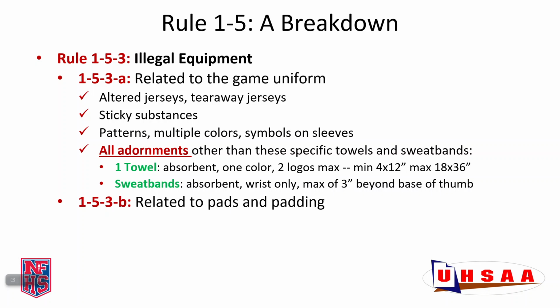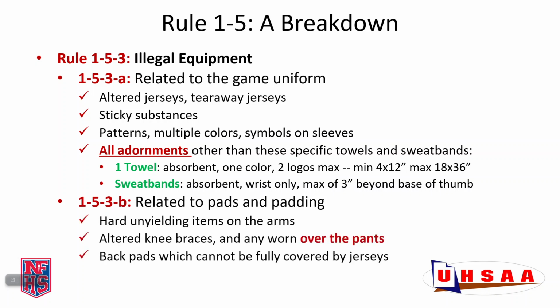Article B relates to pads and padding. And here, any hard or unyielding items on the arms, things like elbow braces that aren't properly padded, and other types of unyielding items on the arms must be fully padded according to the stipulation in the rule book. Also, altered knee braces and any that are worn on the outside of the pants by offensive or defensive linemen. They must be unaltered and worn under the pants where the pants will cover them.